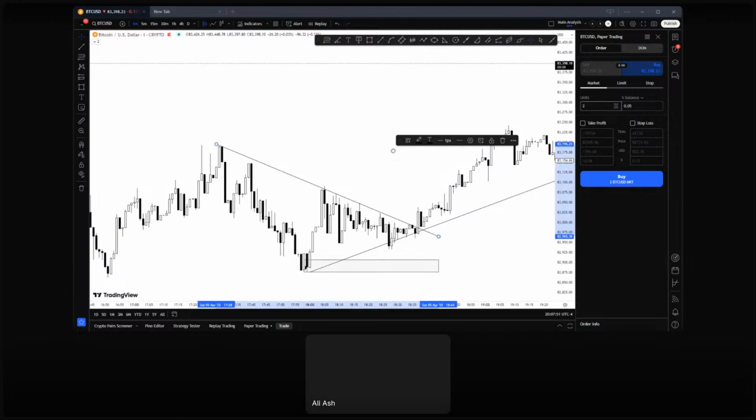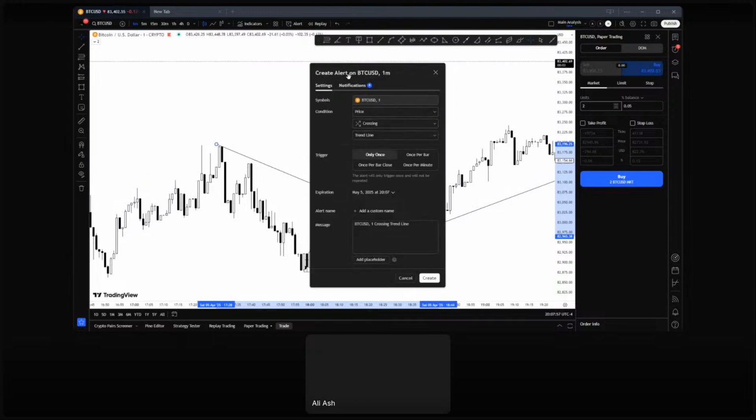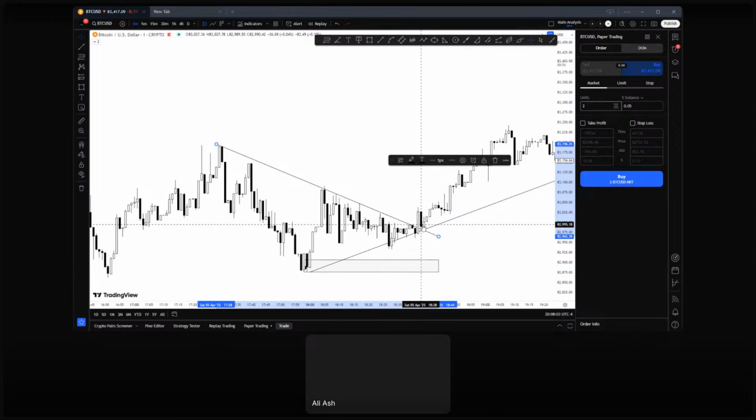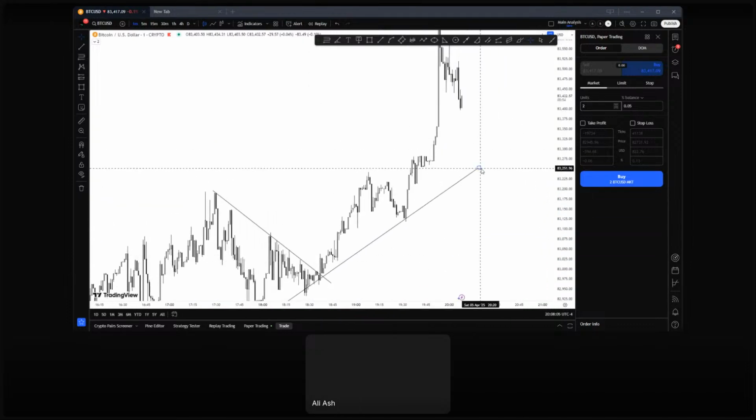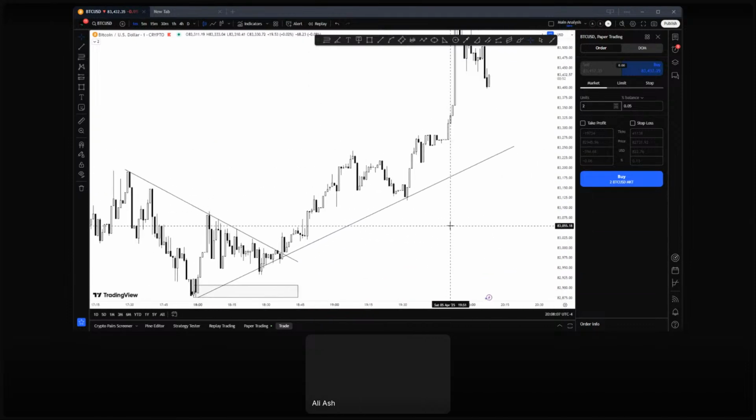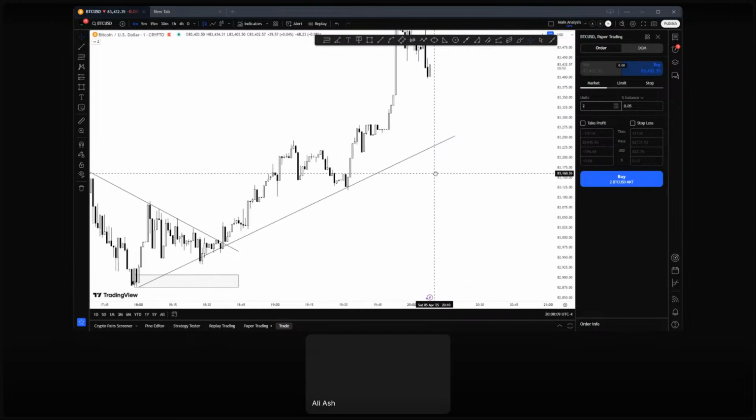You can just add an alarm. You will click on this, and you will find this option to add alert. With this trend line, you can just select crossing, and you will be alerted when the price breaks this. I've done the same with this trend line as well. So whenever it appears here, we'll be making our trade again.